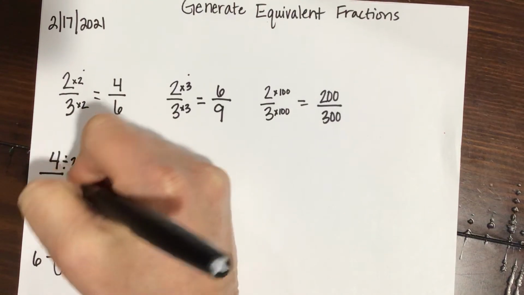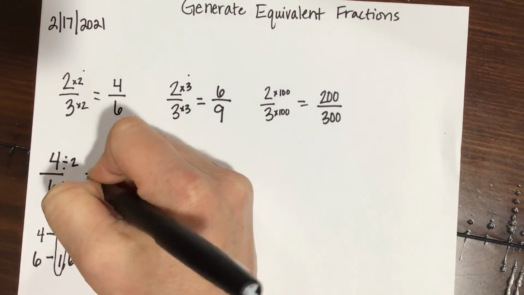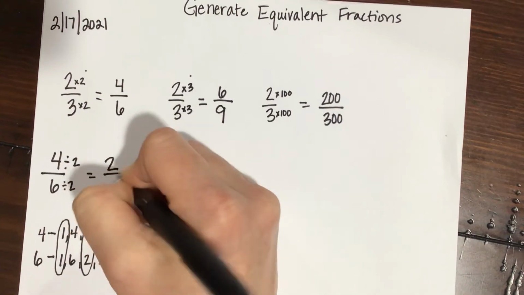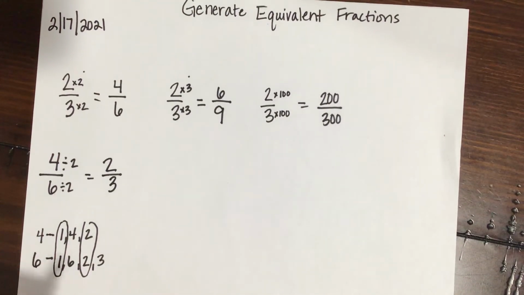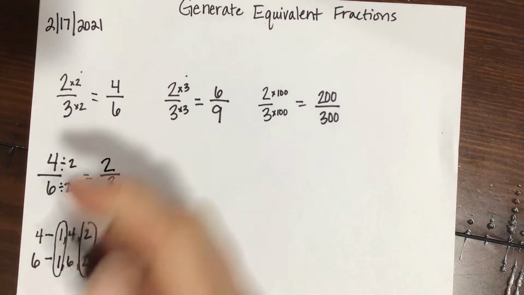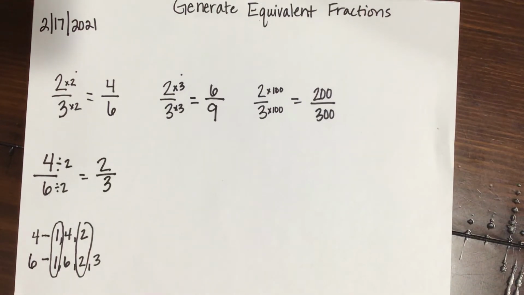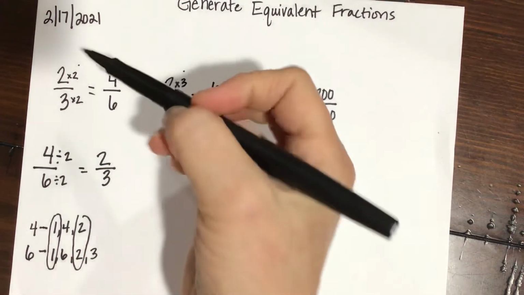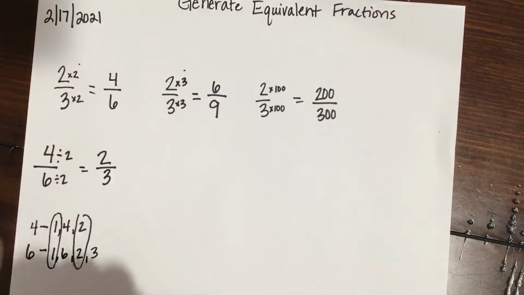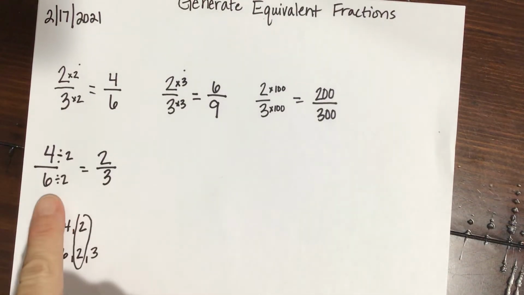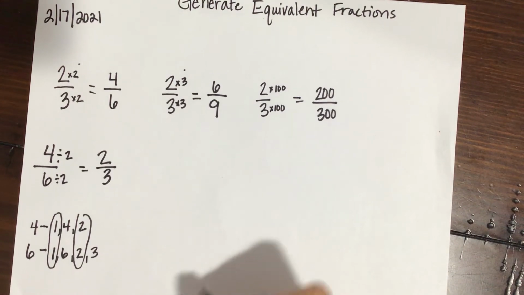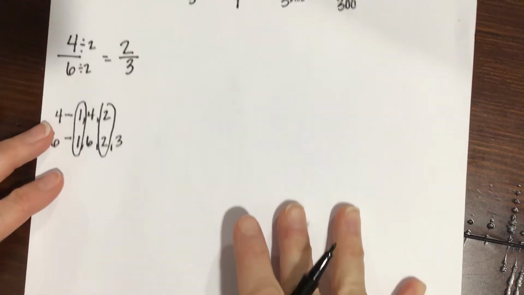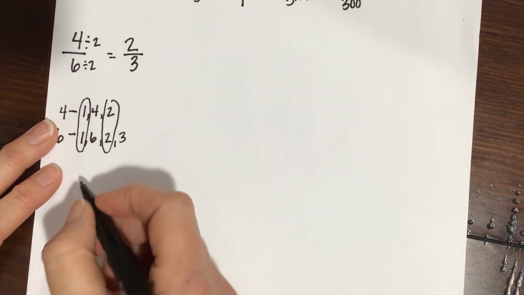So let's try dividing them both by 2. 4 divided by 2 is 2, and 6 divided by 2 is 3. So now you have an example of dividing to find an equivalent fraction. So remember, you can either multiply or divide the numerator and denominator by the same number to get an equivalent fraction. Now, let's do one more example together.